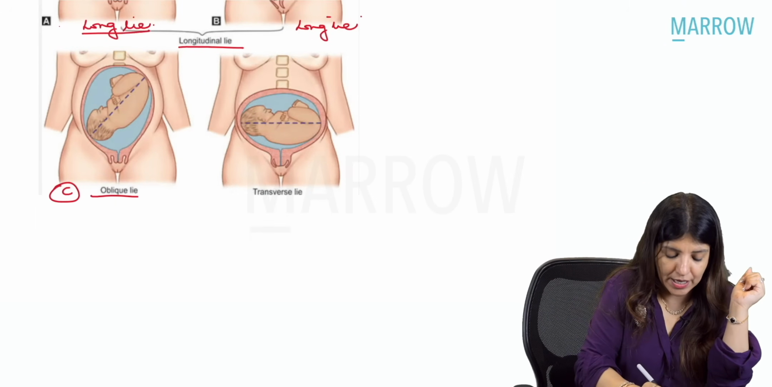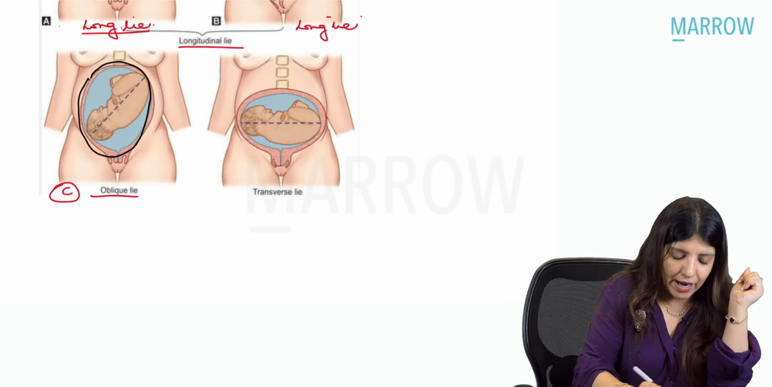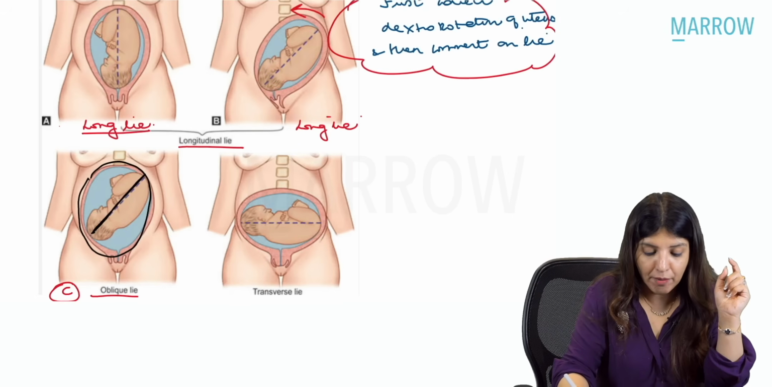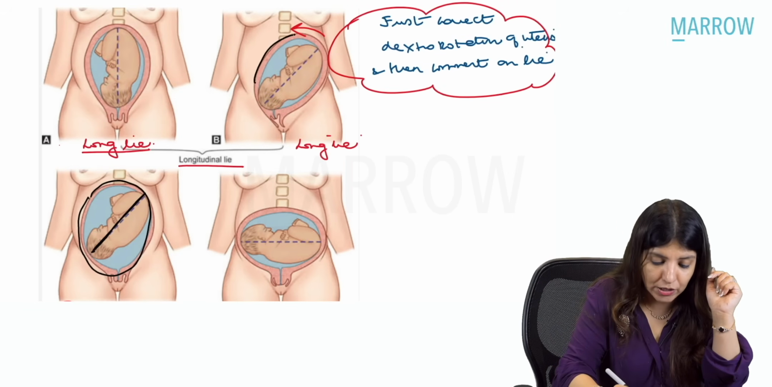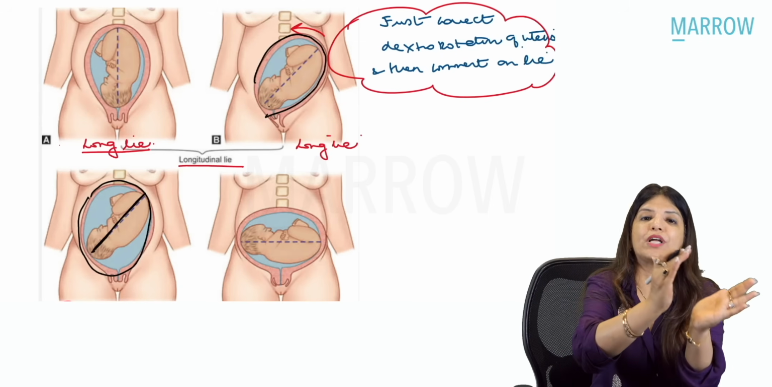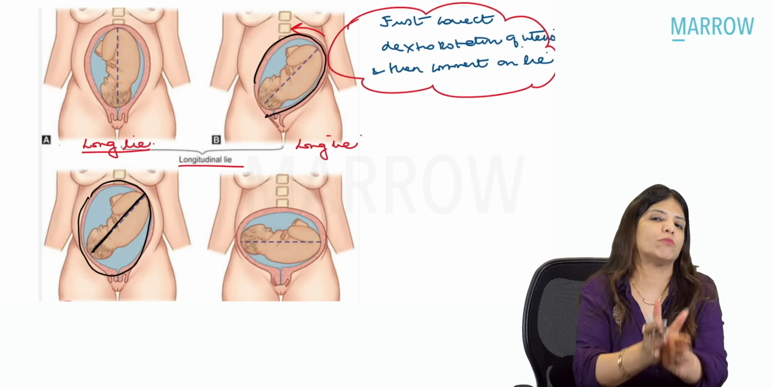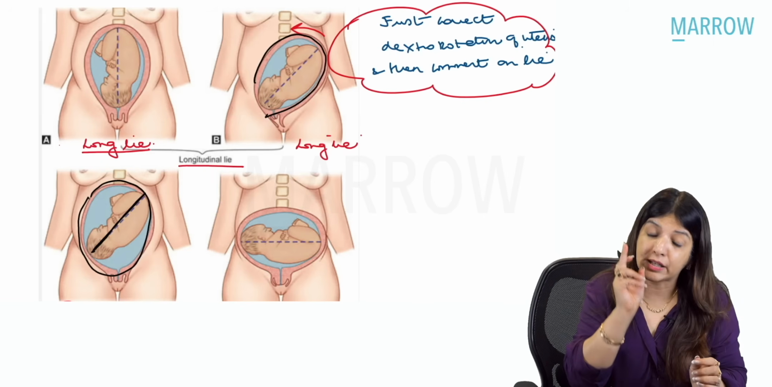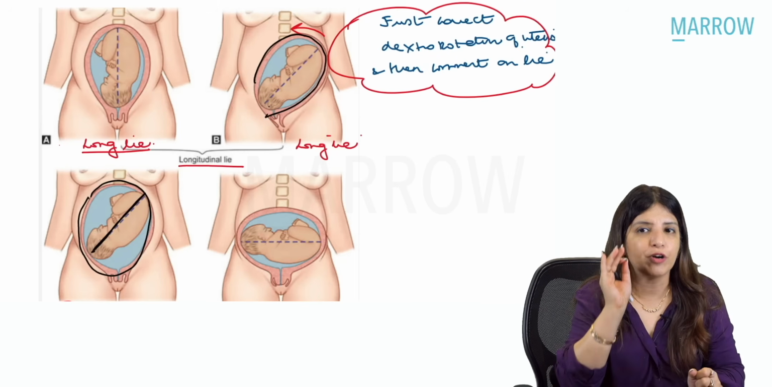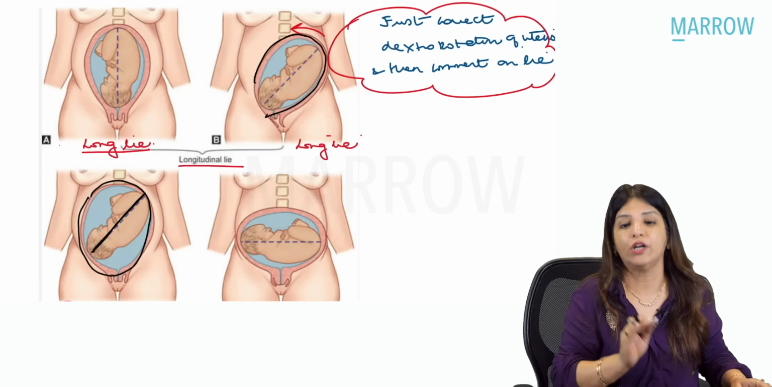Look at image C. In image C, the uterus is central, but now the baby is in an oblique lie. So image C is an oblique lie. Compare it with image B. In image B, the uterus itself is oblique, so I have to bring the uterus to a centralized position. The moment I bring the uterus to a centralized position, the lie automatically becomes longitudinal. That is why I am saying do not be in a hurry to mark the answer. First, check whether the uterus itself is in a centralized position or not.